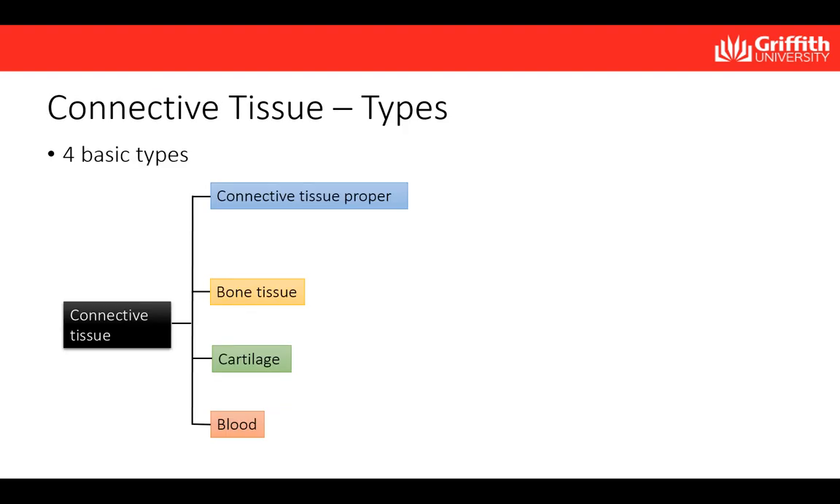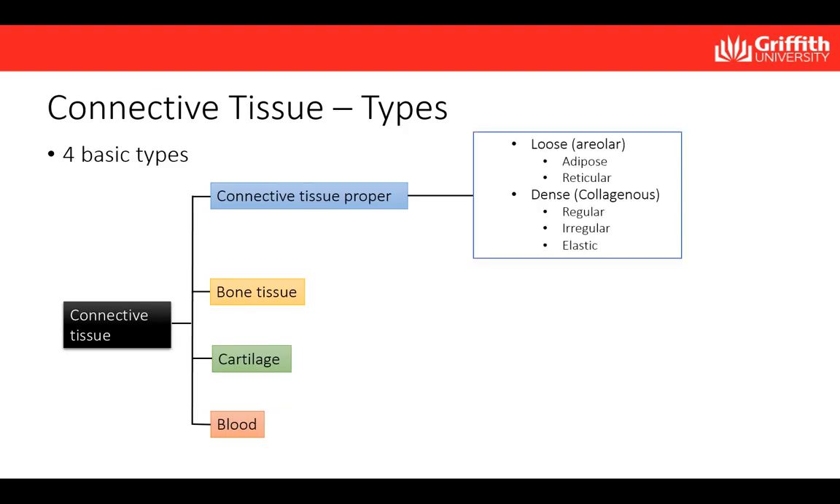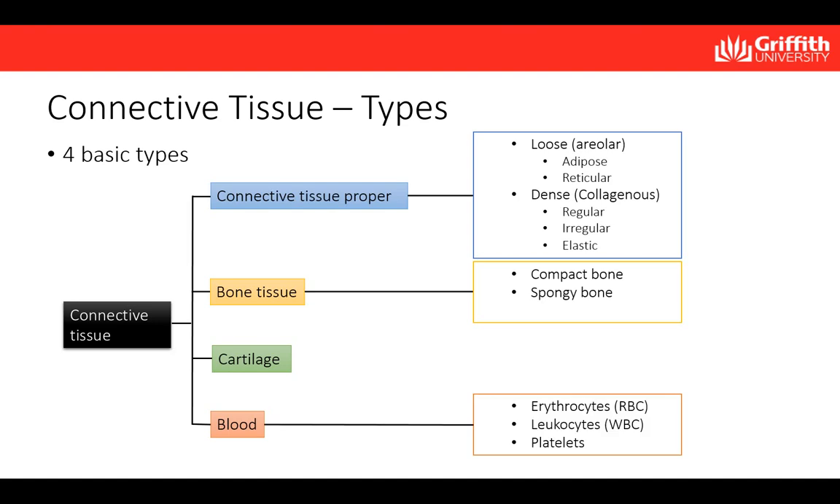There are four basic types of connective tissue in our body. Connective tissue proper encompasses all organs and body cavities. It is subdivided into loose and dense connective tissue. Bone tissue supports and protects body structures and is found in two different forms, compact bone and spongy bone. There are three different types of cartilage found in our body: hyaline, elastic, and fibrocartilage. And finally, blood transports nutrients and respiratory gases throughout the body and contains red blood cells, white blood cells, and platelets in a fluid matrix called plasma.